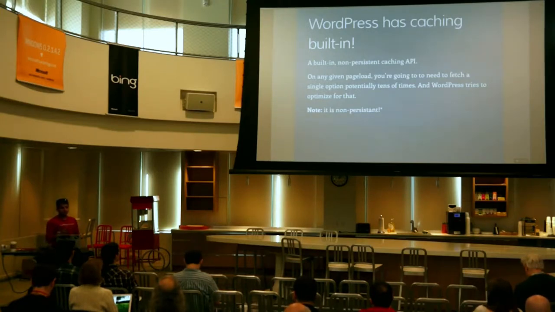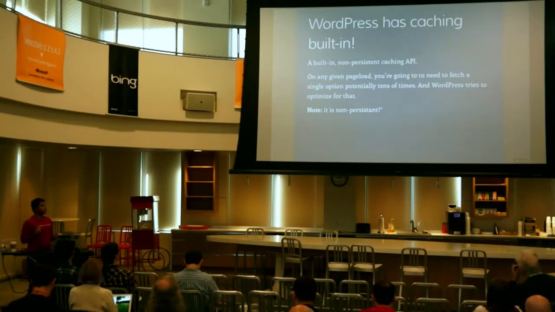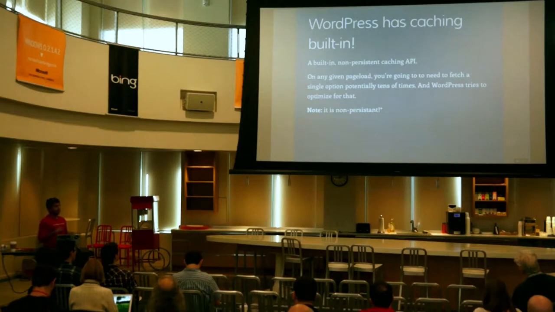And the main reason for that is that on any given page load, you're going to need to do a lot of computations. That involves things like going to the database, generating different values and things like that. And WordPress tries to optimize for that. One important thing to note is the word non-persistent, and I'll come back to that shortly.